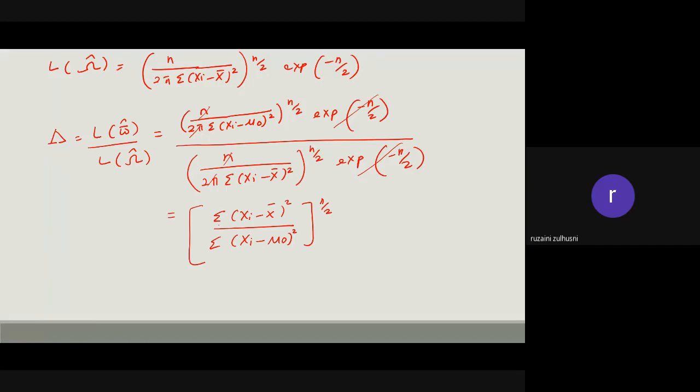Okay, can? So that means you take the likelihood ratio. You take the likelihood for small omega divided by large omega and then simplify, modify, cancel out. So that is the value: summation xi minus x bar square over summation xi minus mu naught square, to the power n over 2. Okay. So now you want to find the critical region. Critical region normally we set less than or equal to k. So before that, you check the term here.